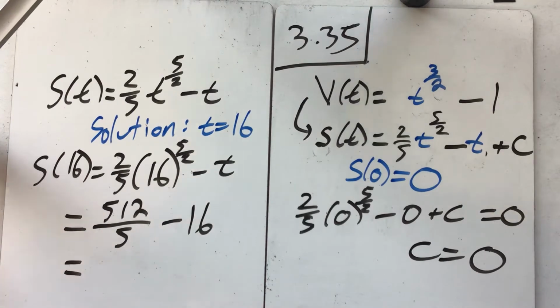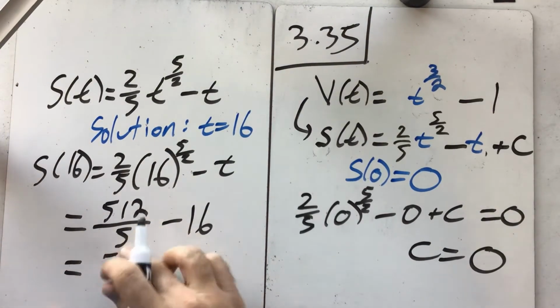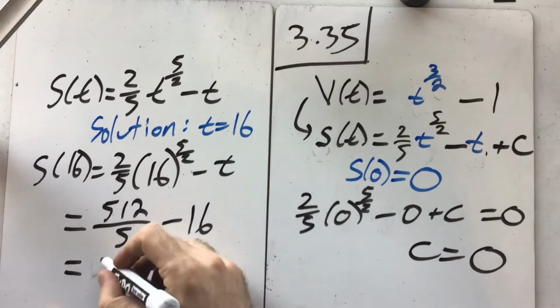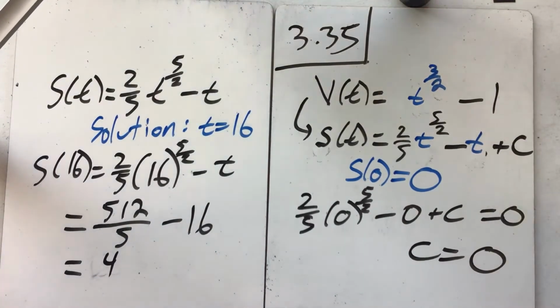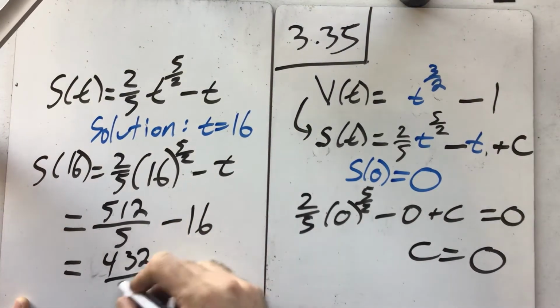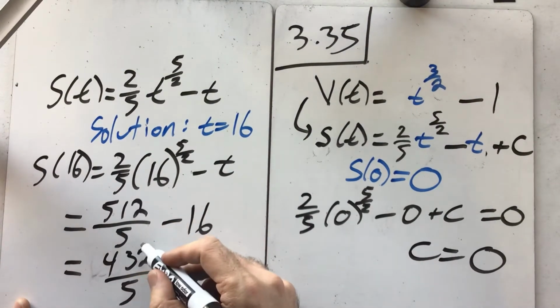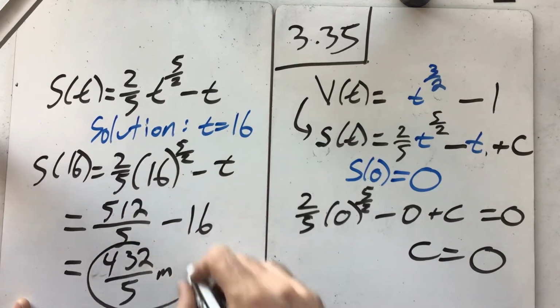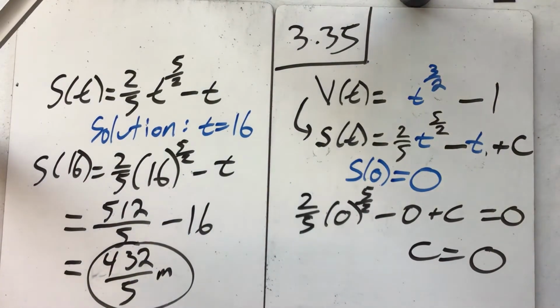And let's see, so I think the answer is 512 minus 100 would be 412, so 432 over 5. I think that's the answer, and this will be in meters because our whole problem was in meters per second. But let me type this in the calculator to make sure I didn't mess it up. I should have done this to begin with, but oh well. 16 raised to the 5 divided by 2.